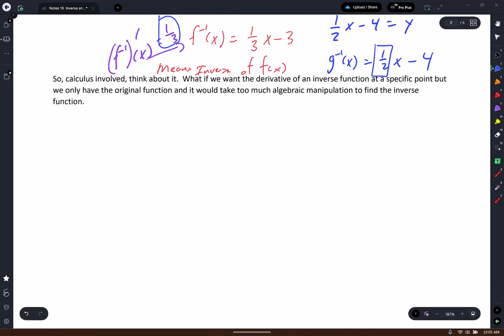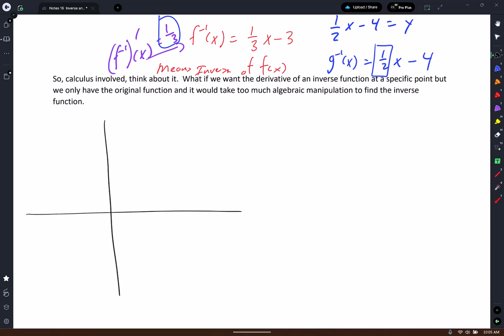Calculus involves... let's do a visual first. I'm going to draw a grid. All inverses reflect across what line? Yeah, say it loud and proud. Y equals x. Okay, guys. What do I reflect across what line? Not the x-axis.